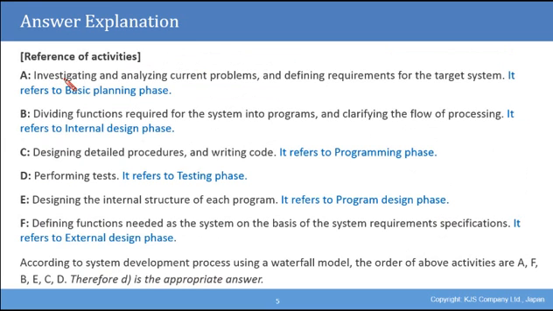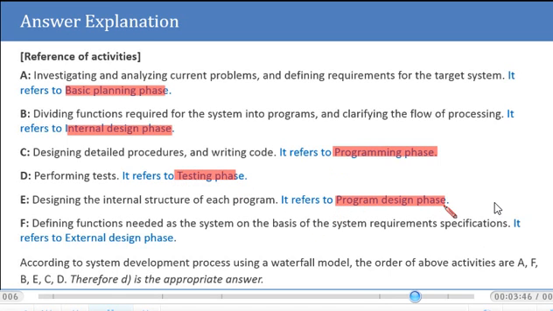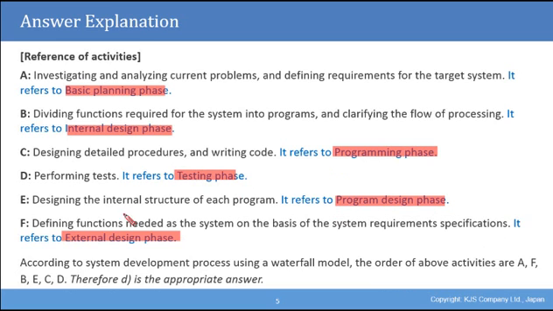Now what we can do is reference the activities that we had on the first slide to the waterfall system we just had. A corresponds to the basic planning phase. B refers to the internal design phase. C refers to the programming phase. D the testing phase. E the program design phase. And F the external design phase.